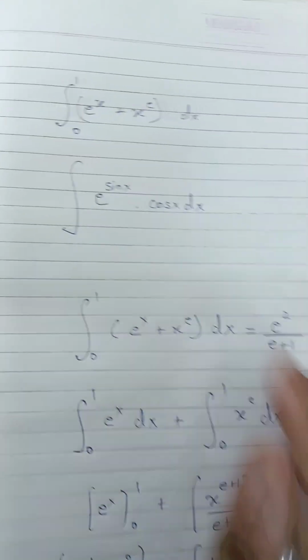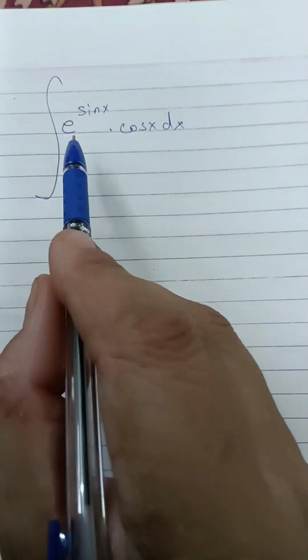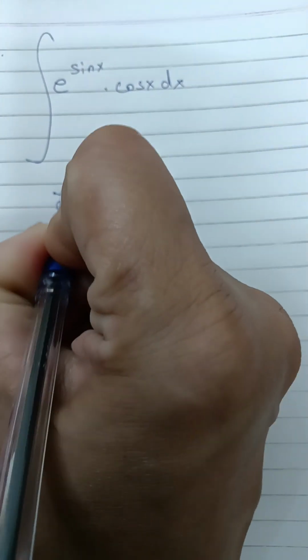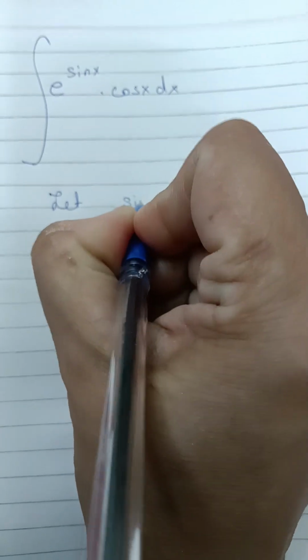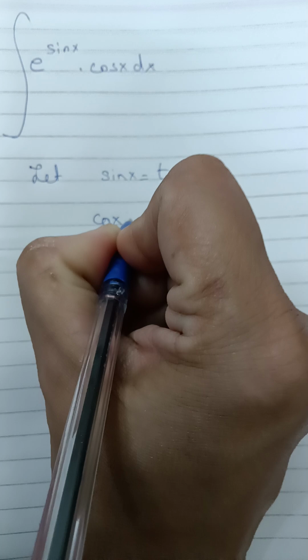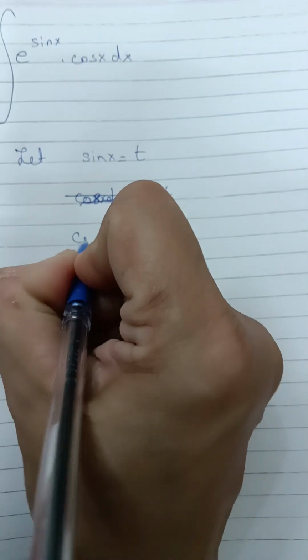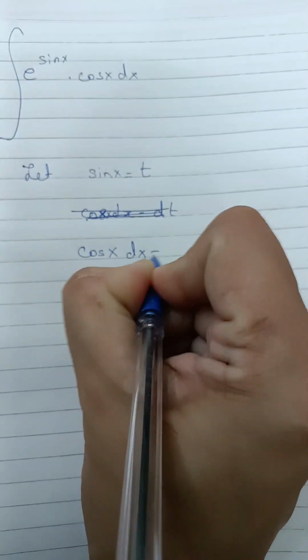Now for the second one. The second one is the integral of e raised to sin x into cos x dx. Now this is a product of two functions, so we need to assume. We will say let sin x equal t, then cos x dx will be dt. I'll write it clearly. Cos x dx will be dt.